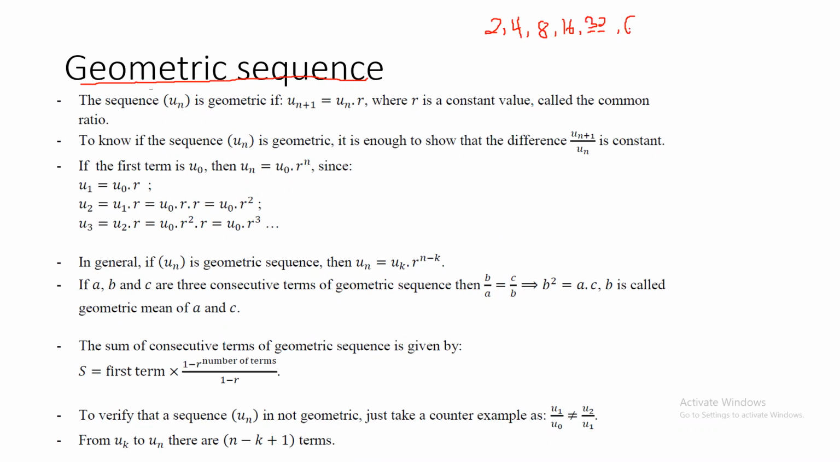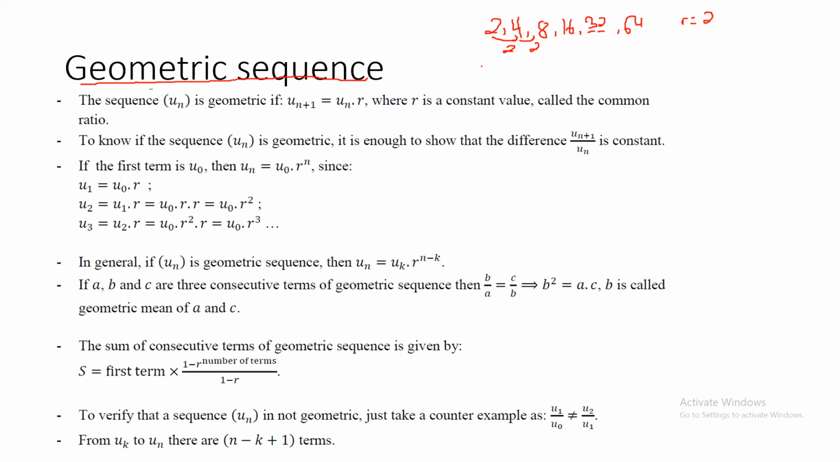64. So here we are multiplying by 2 each time. We call it the common ratio, when we are multiplying by a constant number, 2.